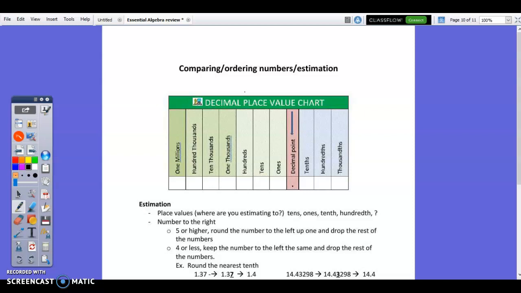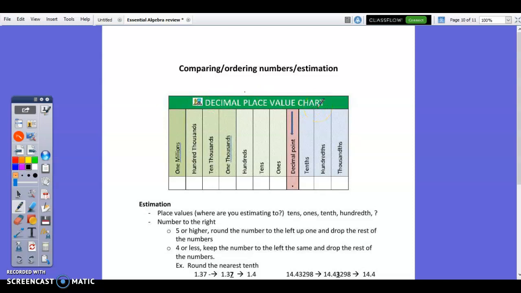All right, today we're going to cover estimating numbers and then also a little bit about comparing, but also putting numbers in order and how we will do that, like with fractions and things like that and decimals. First thing we're going to talk about is the decimal place value chart.